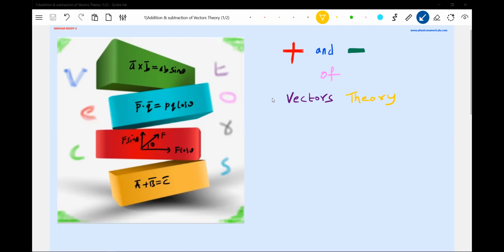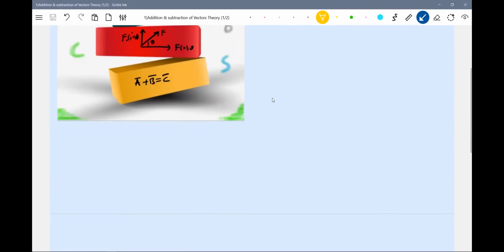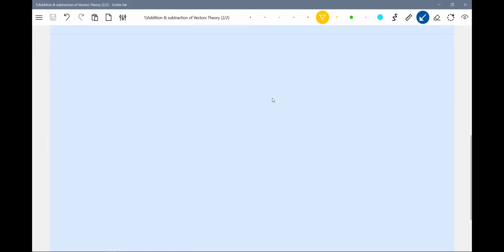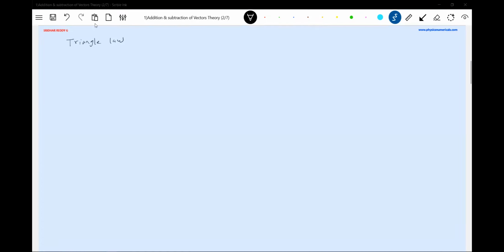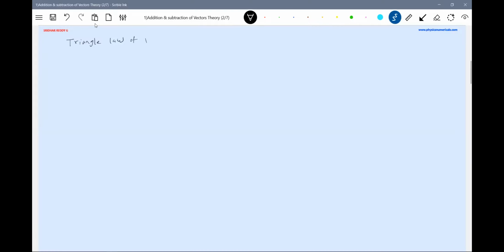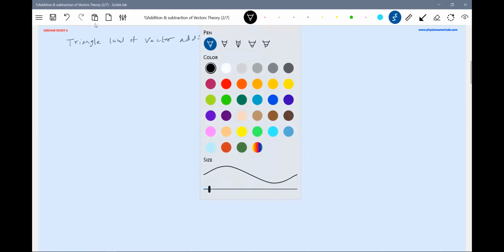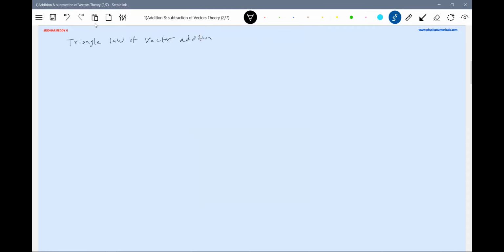First one, I'll begin from here. We'll start with the next page. The triangle law. The first one is the triangle law of vector addition. I think there's a problem. Yeah. And there's a triangle law.